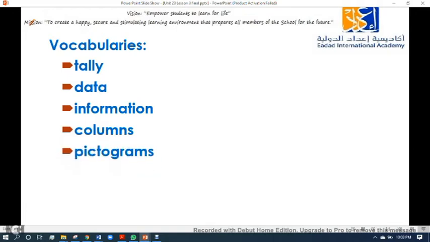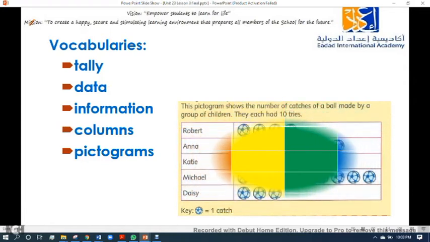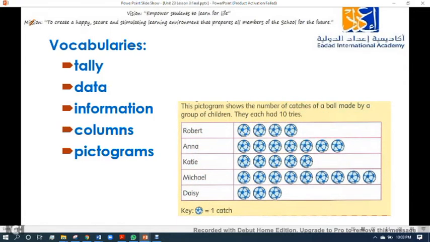Now, for this part, we will have pictograms. These are columns that we studied yesterday. The orange column, yellow column, green column, blue column. Now, pictograms look like this. Each picture in your pictograms represents a number. In this case, the key is one catch.